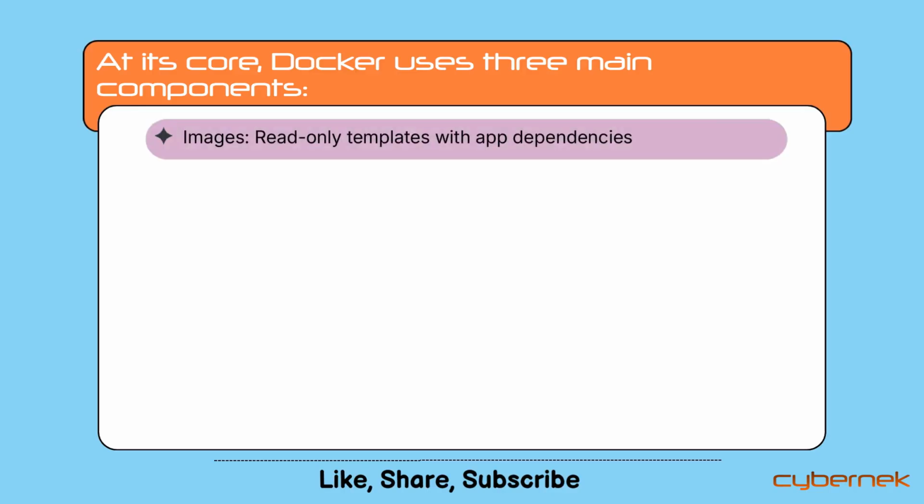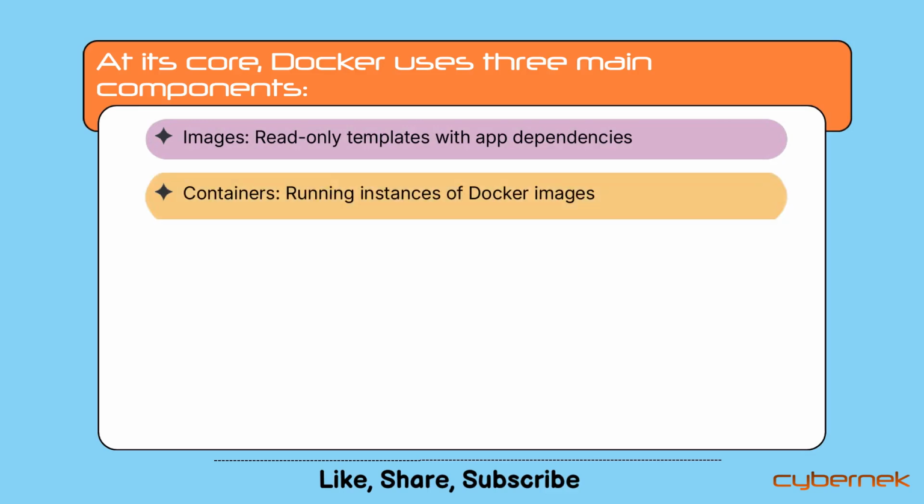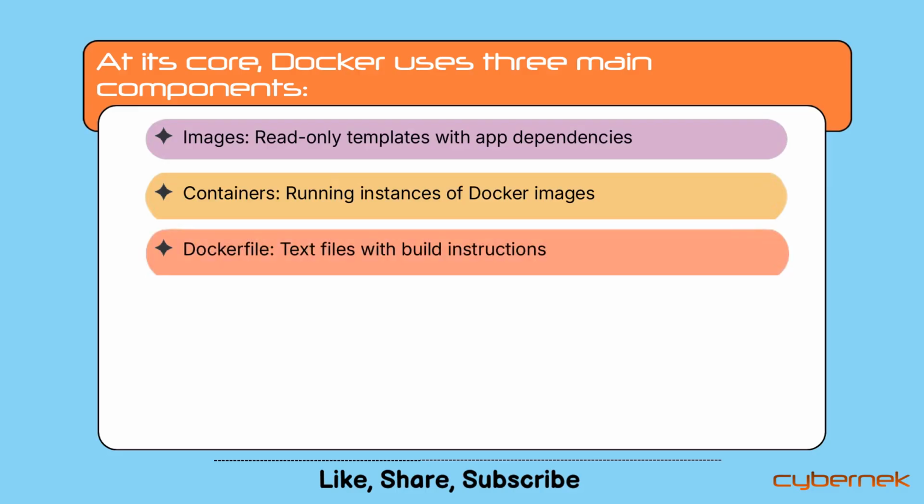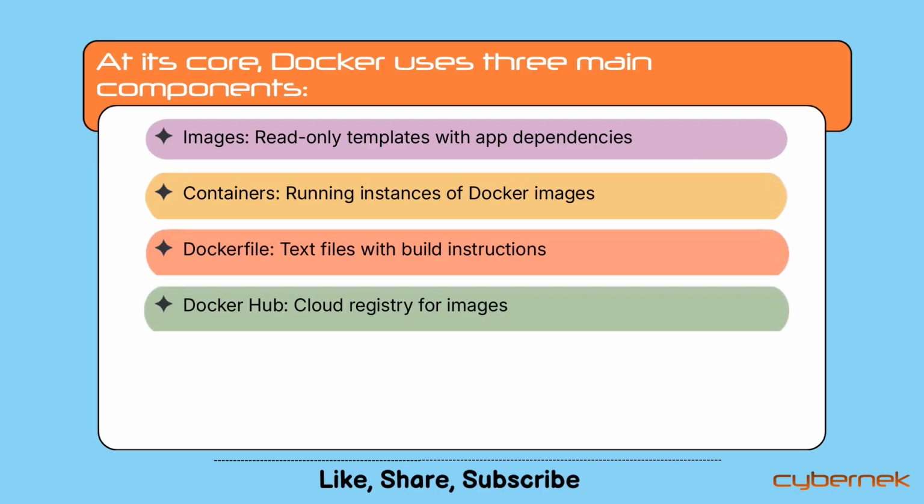At its core, Docker uses three main components. Images, read-only templates that contain your application and its dependencies. Containers, running instances of Docker images. Dockerfile, text files with instructions to build Docker images. Docker Hub, cloud-based registry for sharing container images.